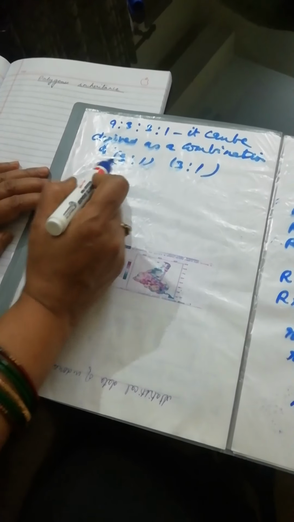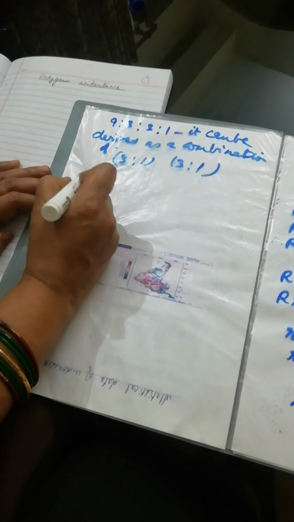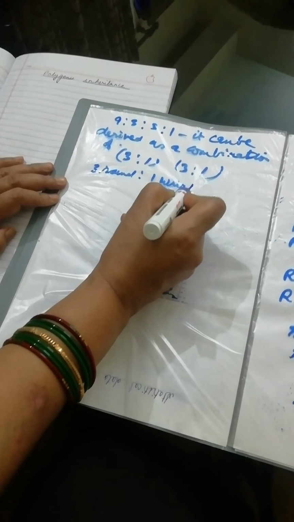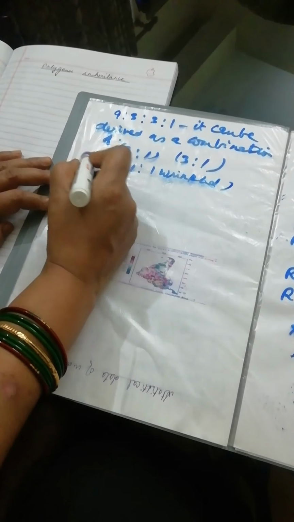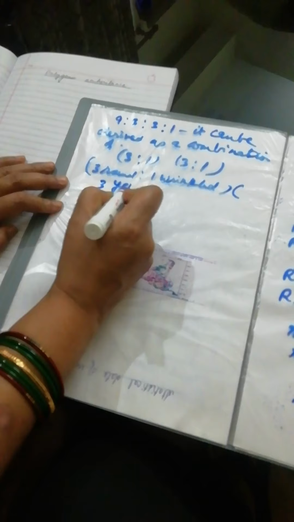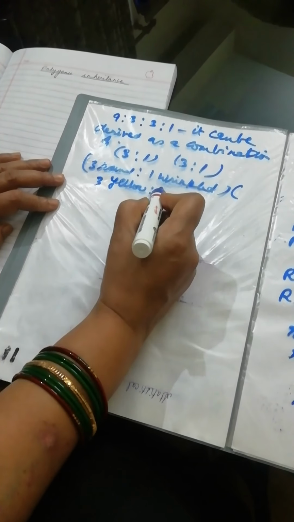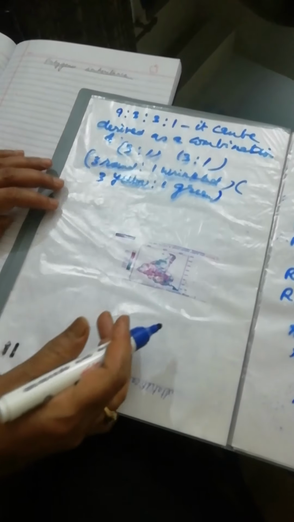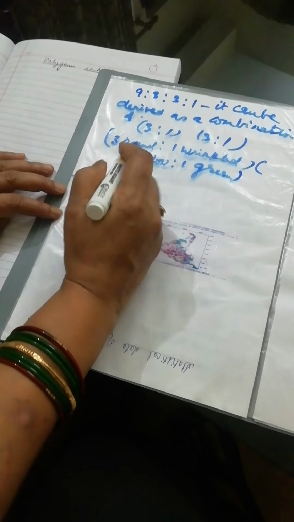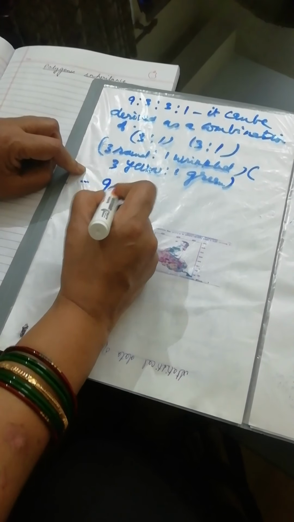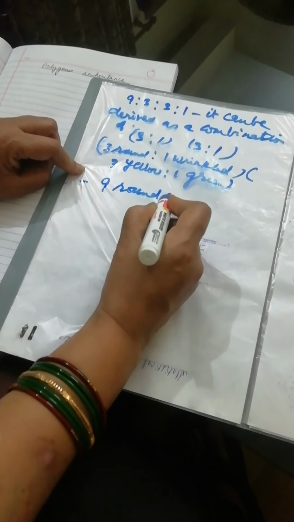And if we combine it, 3:1 means what? 3 round and 1 wrinkled. Okay, this combined with 3 yellow and 1 green. If you combine, you will be surprised to see that this 3 round multiplied by this 3 yellow gives 9 round yellow, isn't it? We got the result.